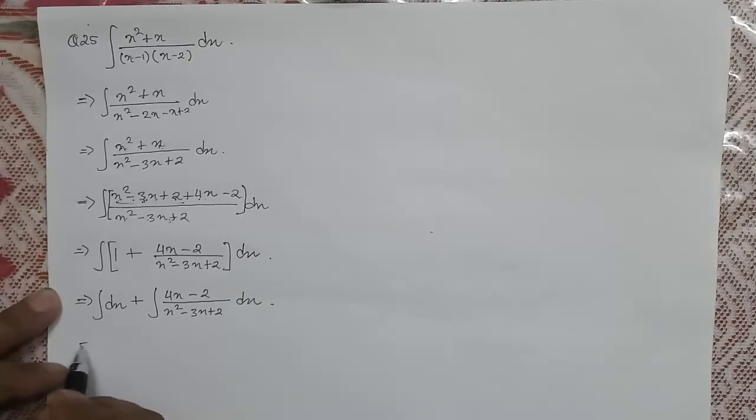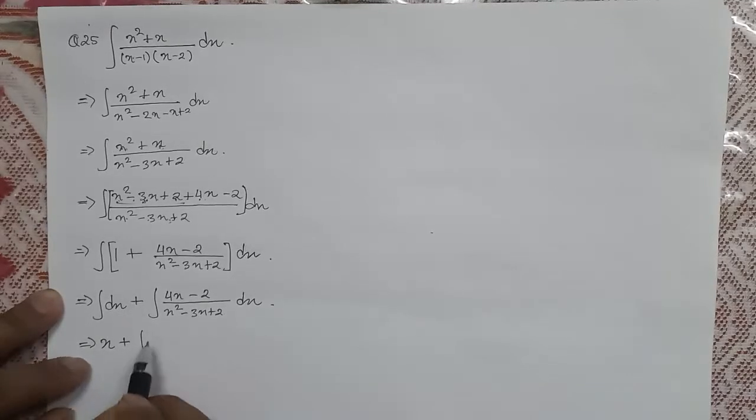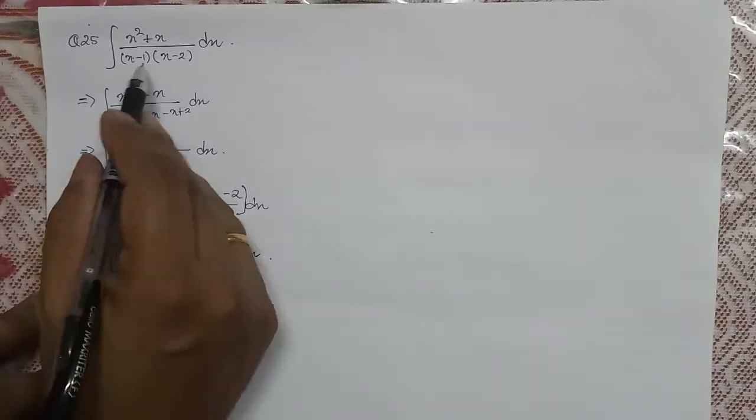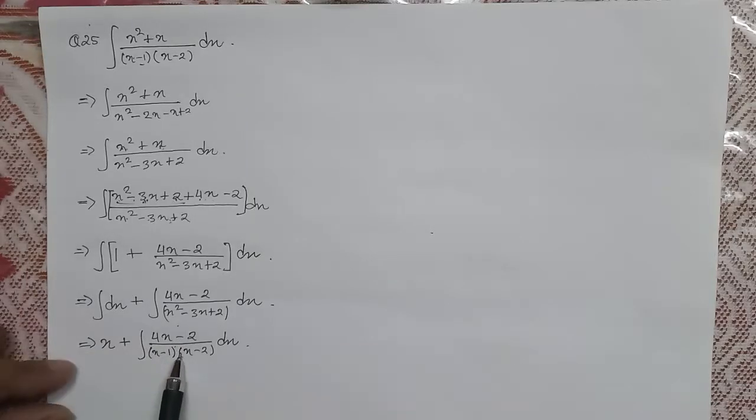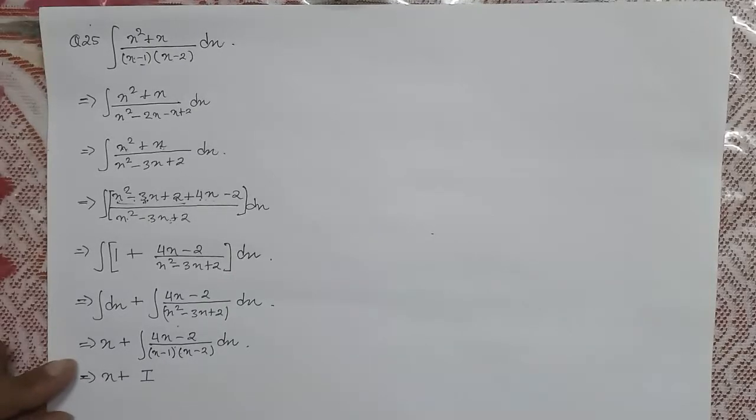Now the integration of dx is x, plus 4x minus 2 over, in place of this quadratic equation we can replace it by its factors, x minus 1 into x minus 2 dx. The first integral, integration of dx, is x. The second integral is in the form linear over linear. So I'll consider this one is x plus this entire integral, which I'll represent by I. Let it be equation number 1.